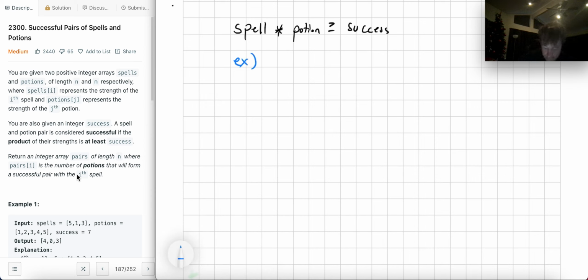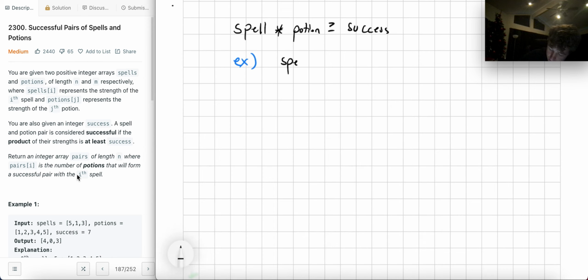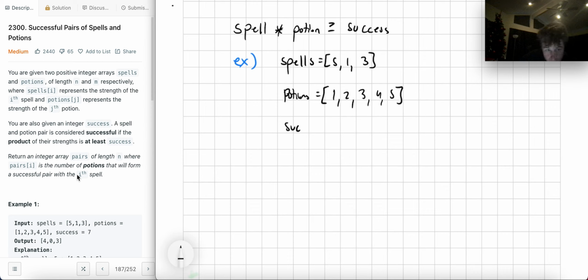we have spells equaling 5, 1, 3. And we have potions equaling 1, 2, 3, 4, 5. And we have success equaling 7.